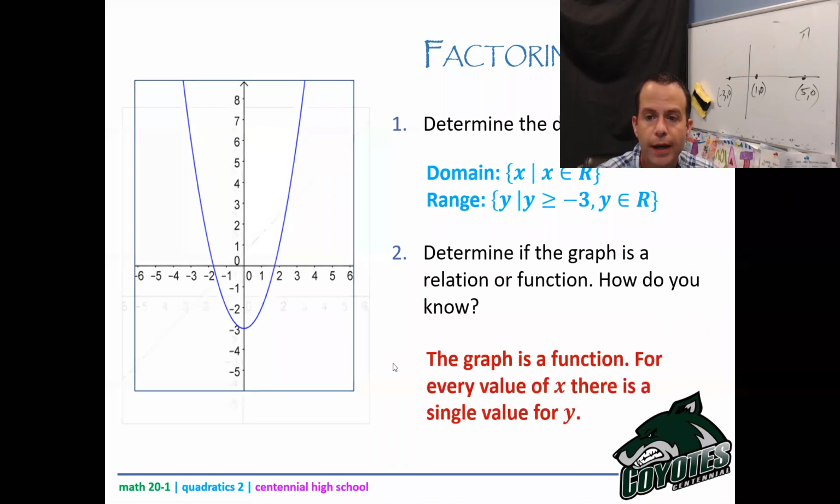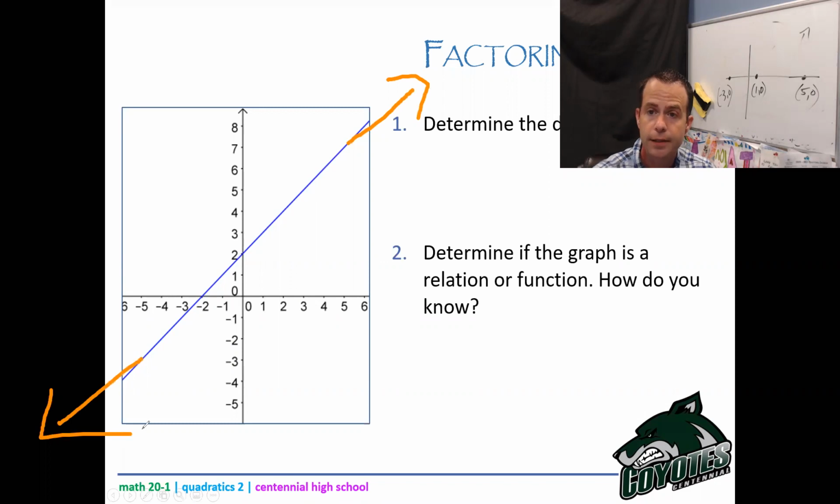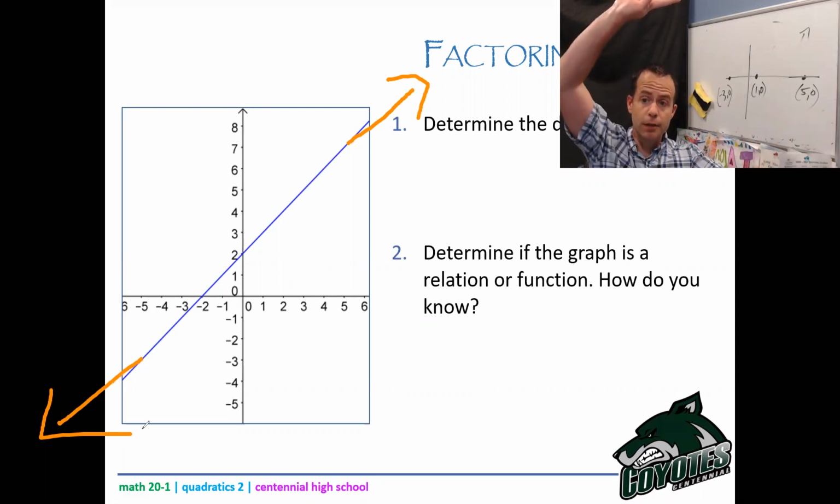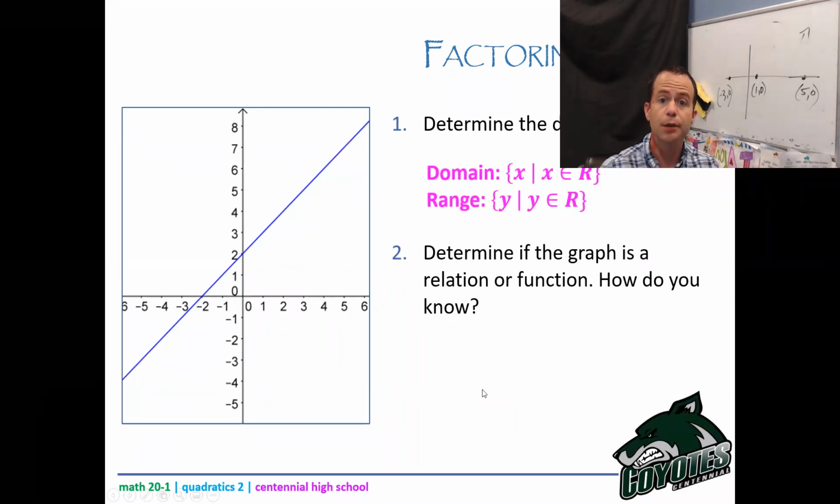Now we're going to take a look at this graph. Again, this spills off the graph, so you can assume that it goes on forever that way, and this goes on forever that way. If I'm reading left to right, x can actually be anything I want it to be, because it's going to go left forever and right forever. It's also going down forever and up forever, so y can be anything I want it to be as well. For this graph, the domain is x is a member of the reals, and the range is y is a member of the reals.